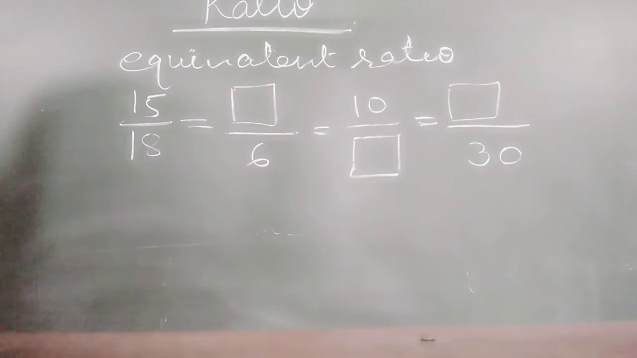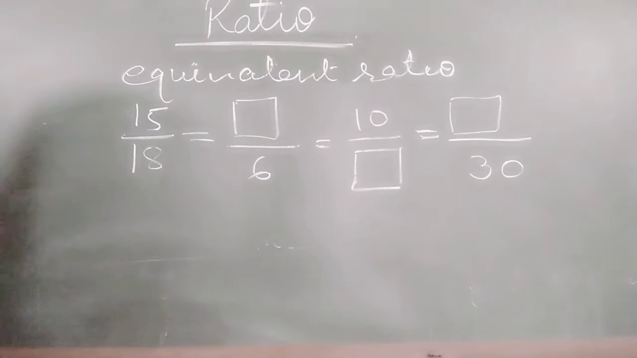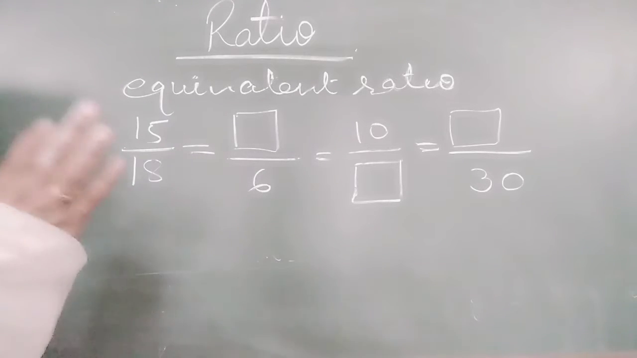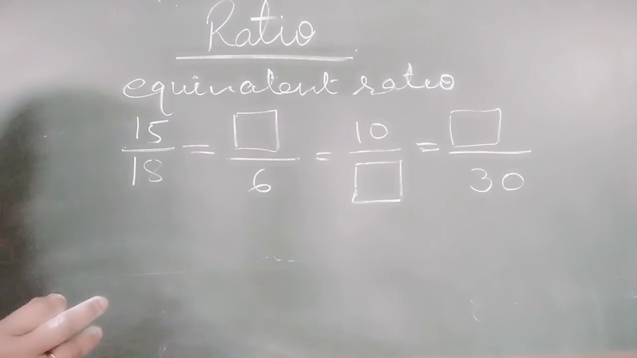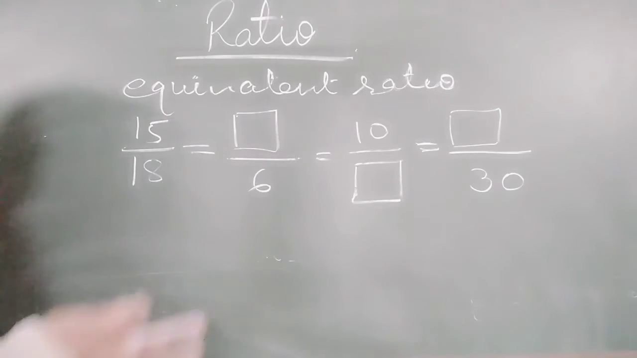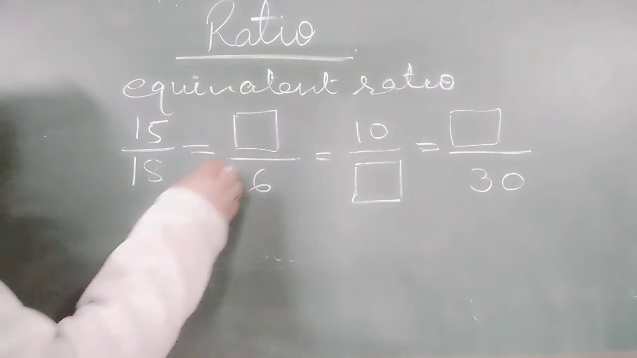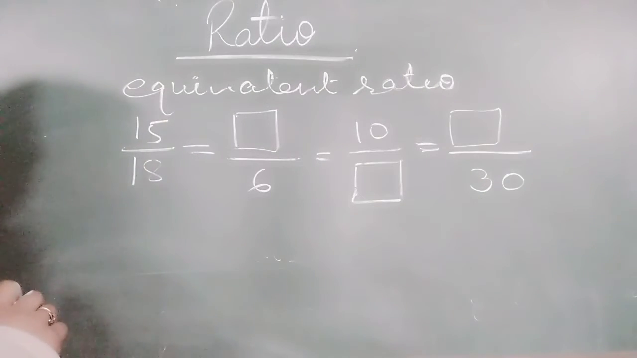The next topic in the chapter ratio is equivalent ratio, in which we will find out how we can find out the equivalent ratio. Equivalent ratio means, beta, the two ratios whose value is the same. As we have studied in the chapter fraction also, equivalent fractions and equivalent ratios are the same. So here we will find out the unknown values.